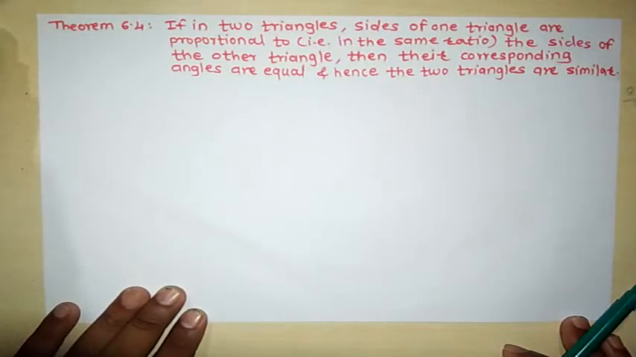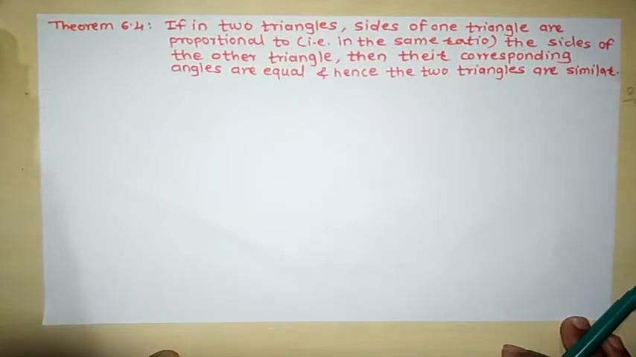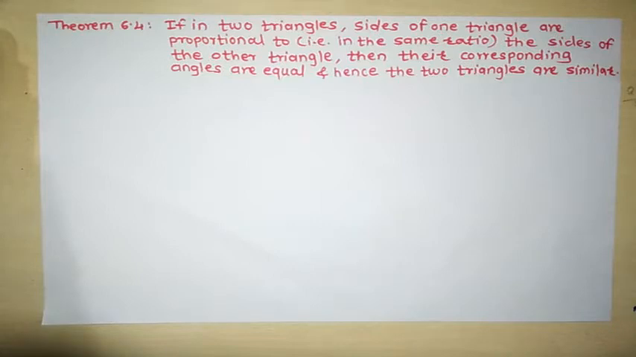Which is exactly the converse of the triple A similarity criterion. In the triple A similarity criterion, what was there? If all three angles are equal to all three angles of another triangle, then the corresponding sides of the two triangles are in the same ratio. In this case, if the corresponding sides of one triangle are in the same ratio to the corresponding sides of another triangle, then all the corresponding angles are equal. That we have to prove here.